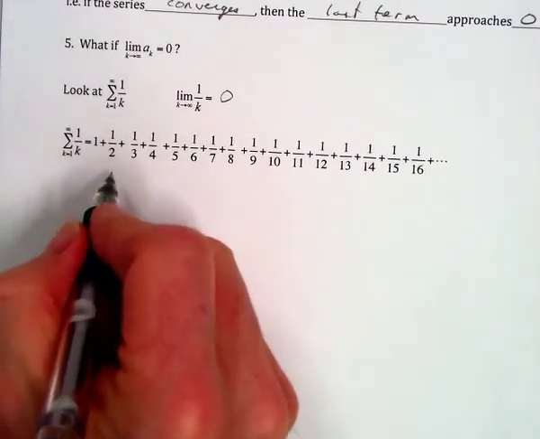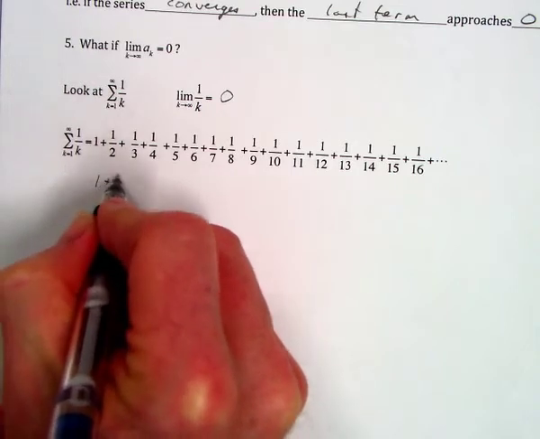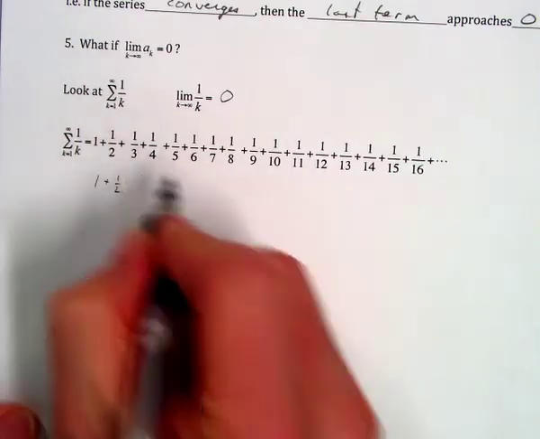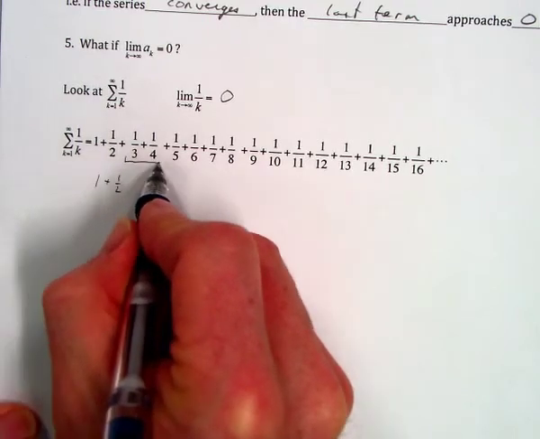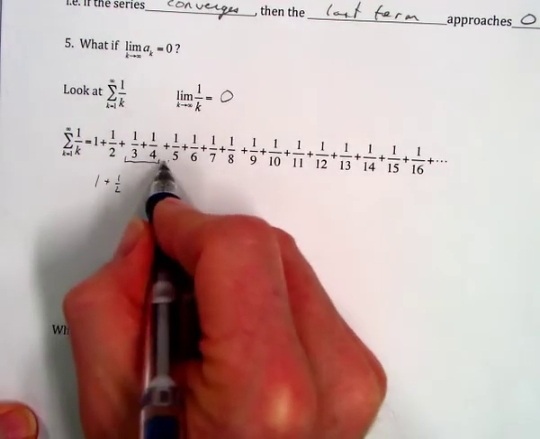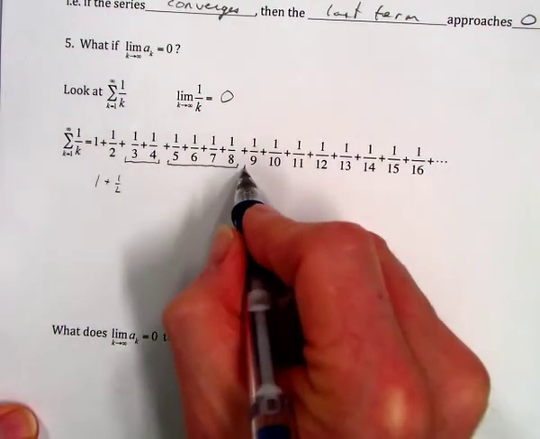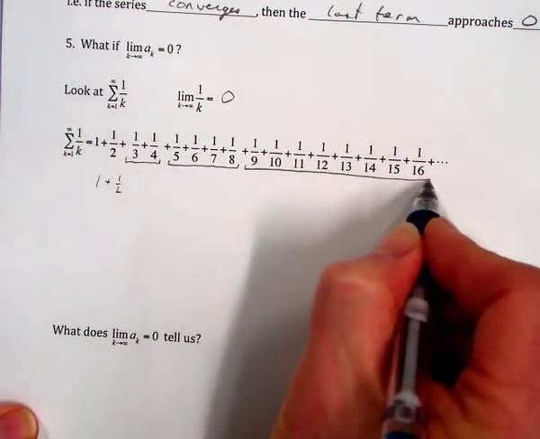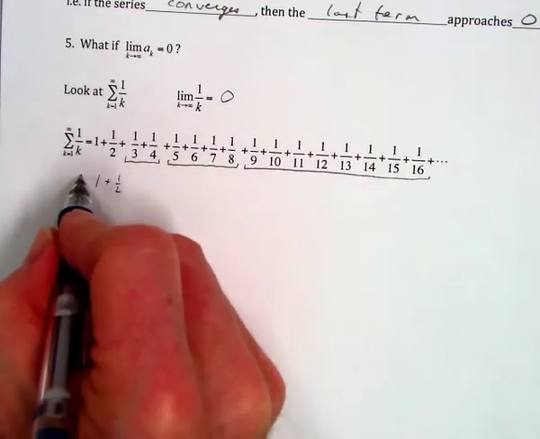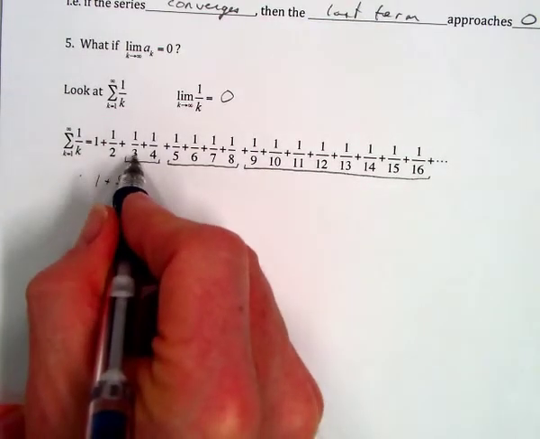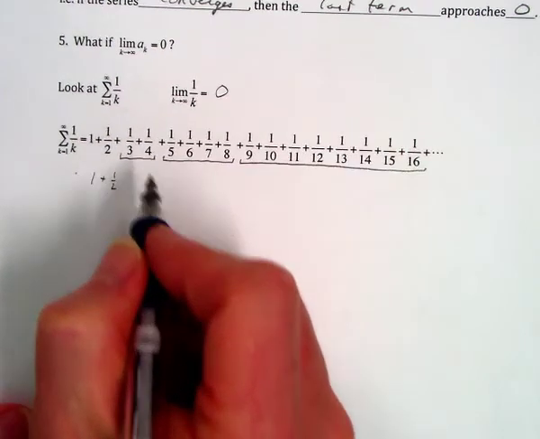Let's take a look here. So we're going to say, all right, this part here is 1, and we have a half. What I want to do is look at the groupings of powers of 2. Basically, starting from a power of 2, the next term, all the way to the next power of 2. So we'll go 1/9 all the way to 1/16. And what we're going to do is make a substitution for this, and we're going to take out the 1/3, and we're going to put in 1 over the power of 2.